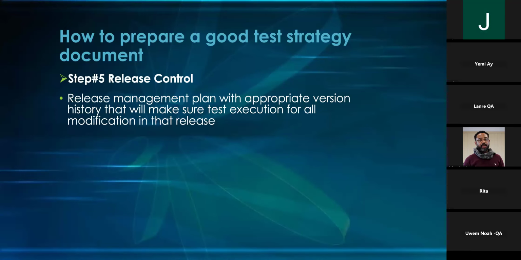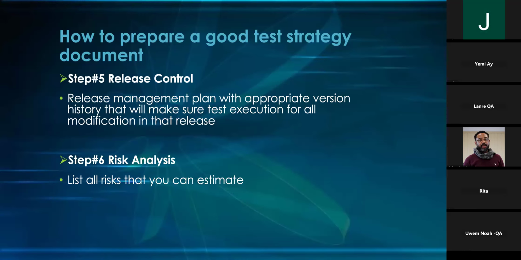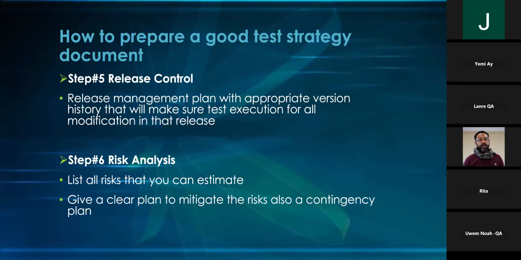Then the next one is risk analysis. List all risks that you can estimate. If you notice, as test managers, we are kind of keen about the risk. This is the major reason. The risk is what we should analyze early so that any issue would have been figured out and we can have everything backed up. Give a clear plan to mitigate the risk. Also, a contingency plan.